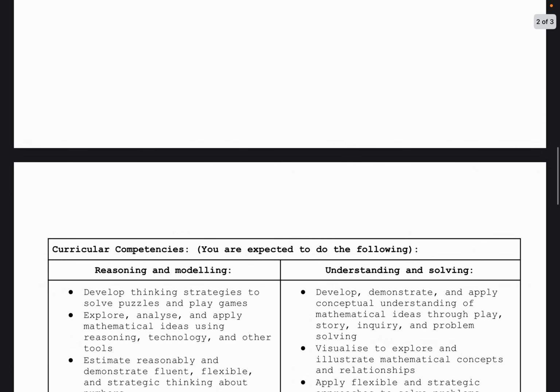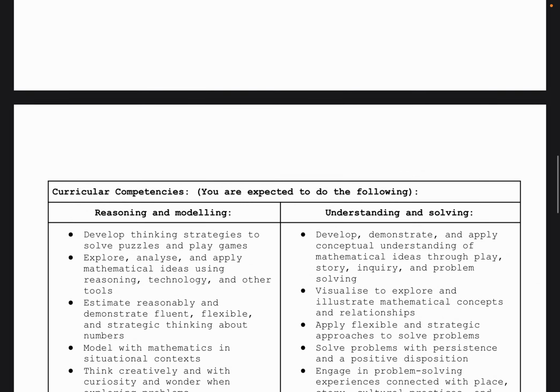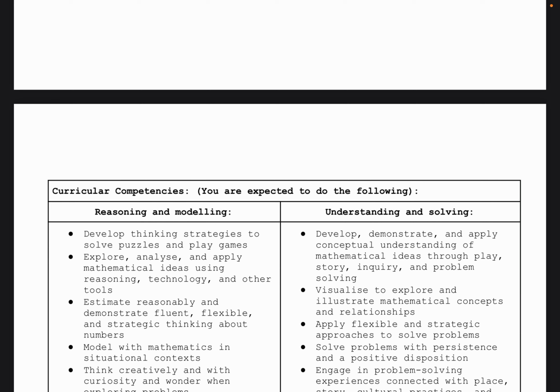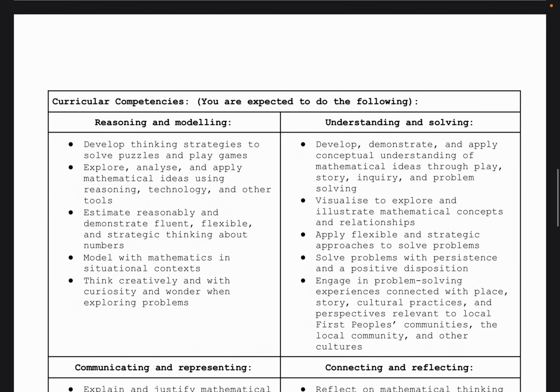Moving on. Here are the curricular competencies. You are expected to do the following: reasoning and modeling. Develop thinking strategies to solve puzzles and play games. Explore, analyze, and apply mathematical ideas using reasoning, technology, and other tools. Estimate reasonably and demonstrate fluent, flexible, and strategic thinking about numbers. Model with mathematics in situational contexts. Thinking creatively and with curiosity and wonder when exploring problems.